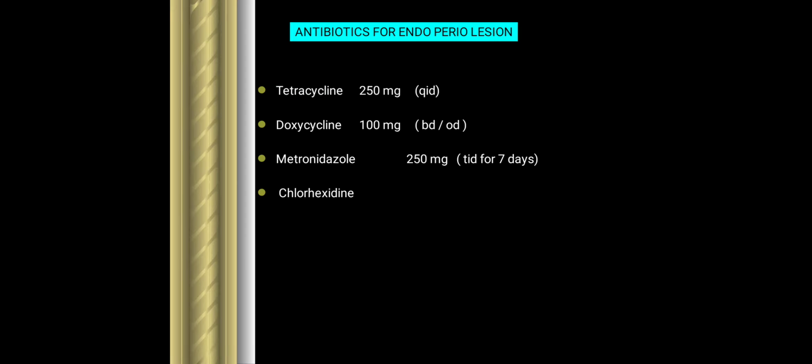First off, in any endo-perio lesion, we have to start antibiotics for the patient. For that, we can prescribe tetracycline 250 mg QID. We can prescribe doxycycline 100 mg BD or OD, metronidazole 250 mg TID for 7 days, and we have to prescribe chlorhexidine mouthwash to the patient thrice a day.